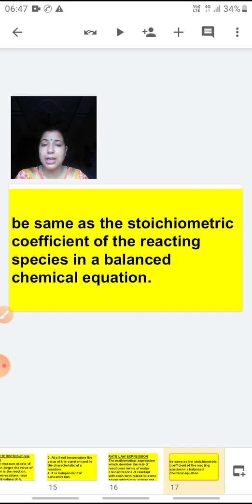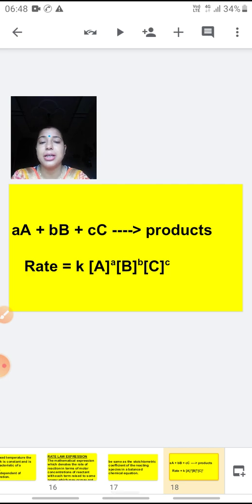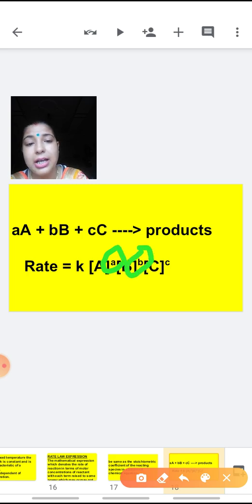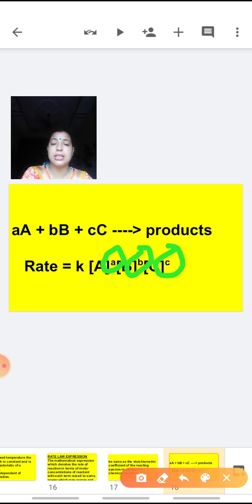Now, what is rate law expression? It is exactly similar to the expression where I have written for the law of mass action. The only difference is that here the powers of the reactant species are written. Now, in the definition for rate law expression, I have told you the powers may be equal or they may not be equal to the stoichiometric coefficient in the balanced chemical equation.